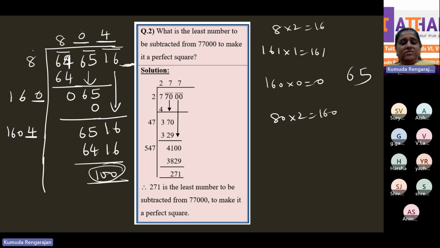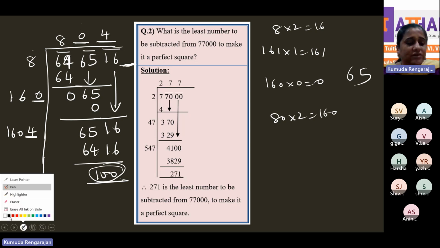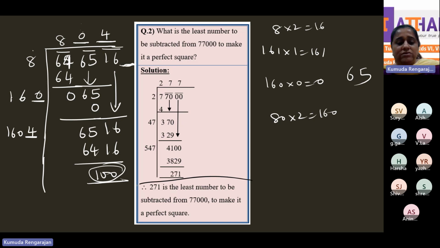Now this is the smallest number that is to be subtracted from the given number to make it a perfect square. Take down, children. If you haven't done this correctly, please take down the answer and complete it like this. You cannot just do the division and leave it there. You must write this comment.